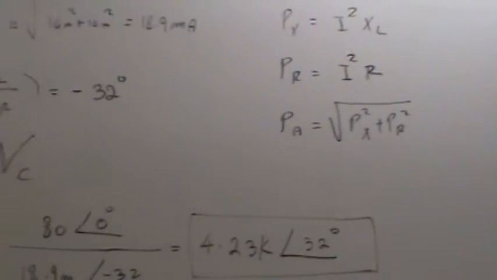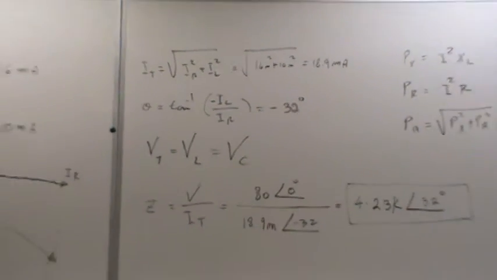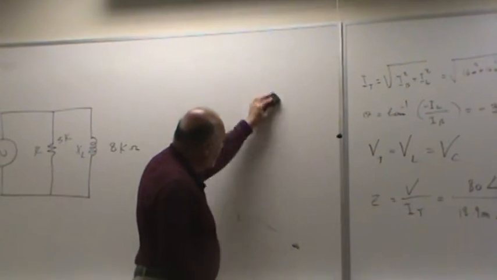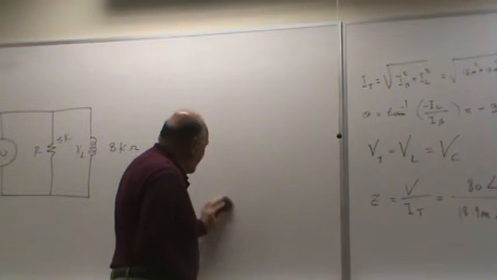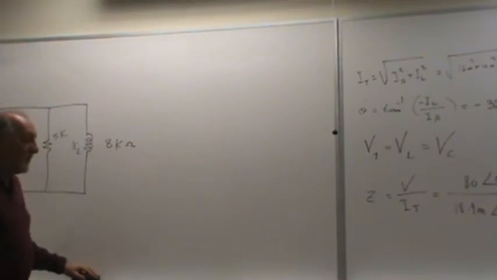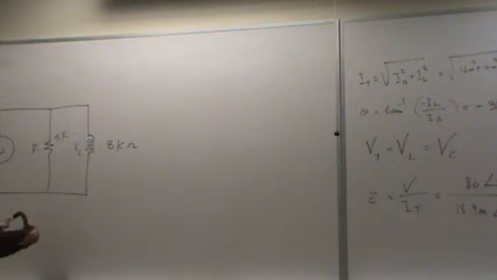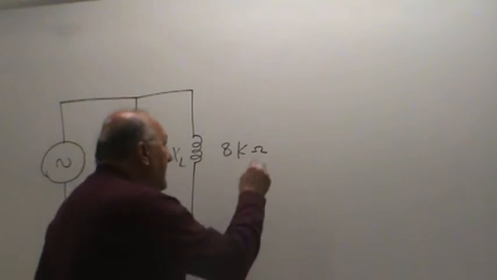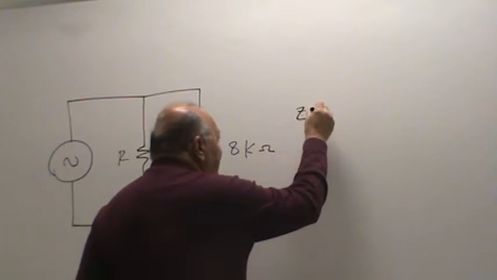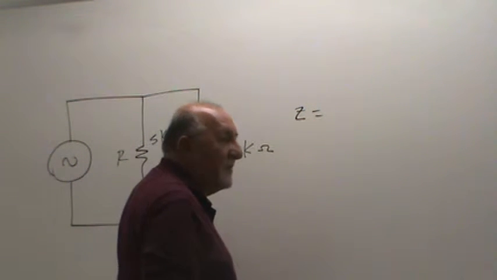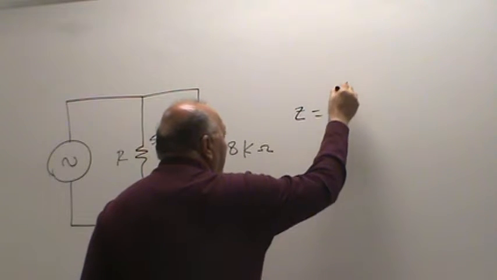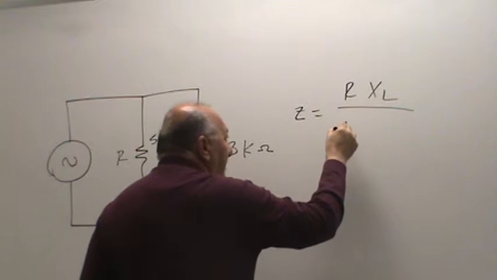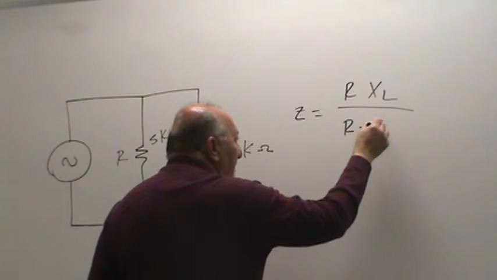Look at that. I expect you to have this in your notes, but I don't think the book goes this way, so it's good to have another version of it. And the book likes to do this method. When you do this, it likes to say, okay, the Z, use product over sum. Do you remember product over sum? It was R times X of L divided by R plus X of L.